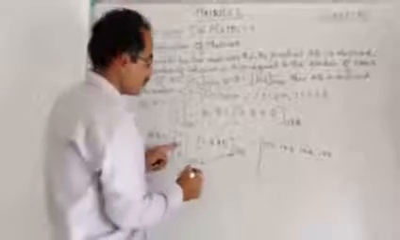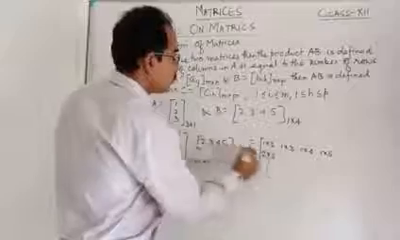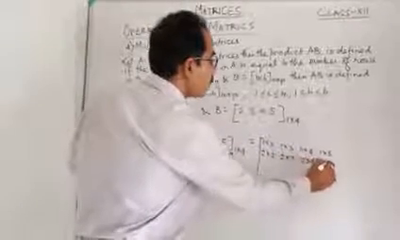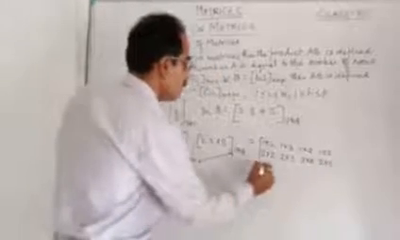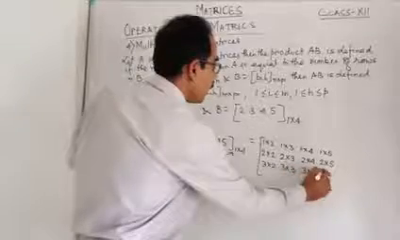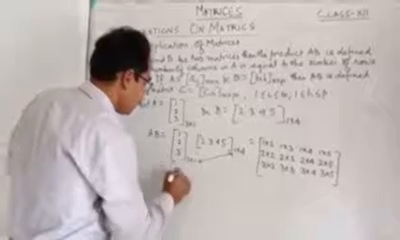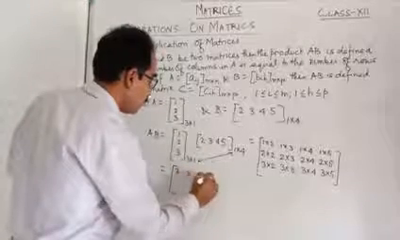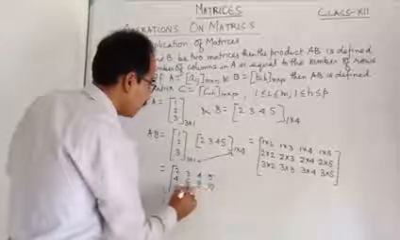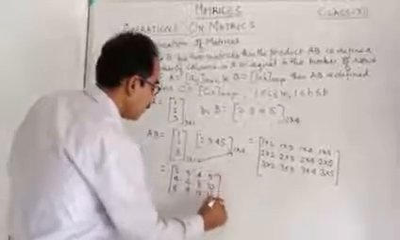Next go for 2, the second row of the first matrix: 2 into 2, 2 into 3, 2 into 4 and 2 into 5. In a similar way, for this one, 3 into 2, 3 into 3, 3 into 4 and 3 into 5. So what we are getting? 2, 3, 4, 5, 4, 6, 8, 10, 6, 9, 12, 15. I hope it is clear.